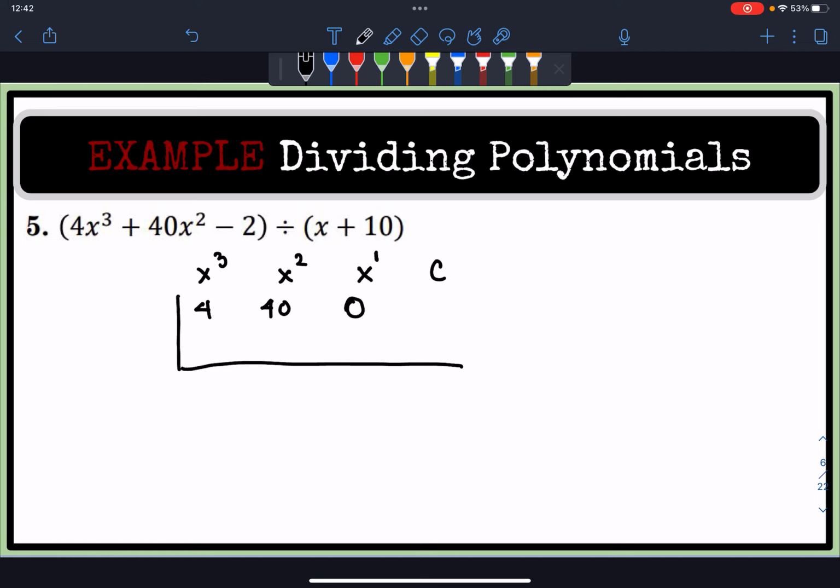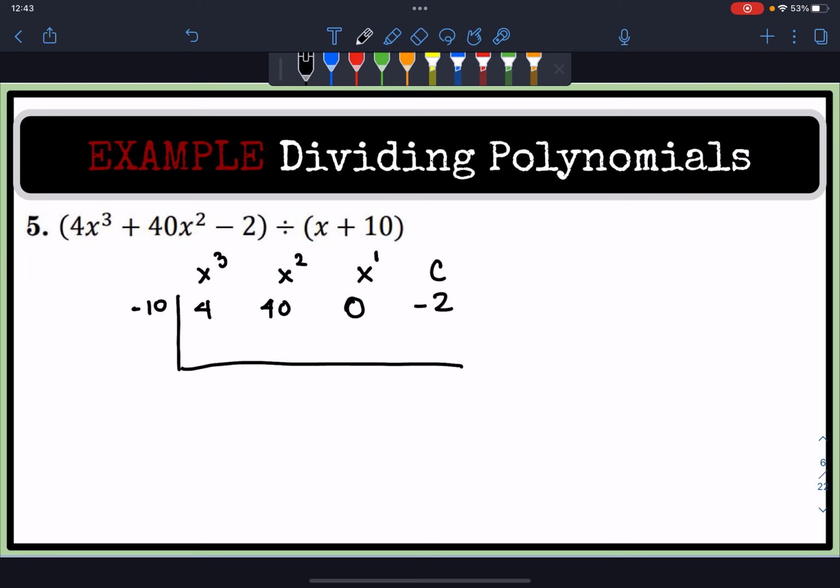In order to use synthetic division or even long division, we have to keep account for all of the powers from the largest one to the smallest one, which is going to be the constant. So if any one of these powers is missing after 3, 2, 1, or constant, we use a 0 for that placeholder. And in this situation, we're only missing the x to the power of 1, so we're going to use 0 as that placeholder. And we have our constant of -2.